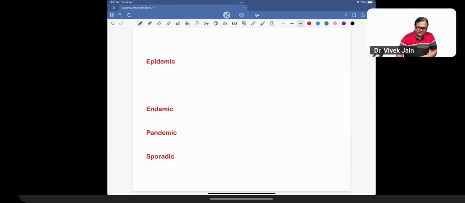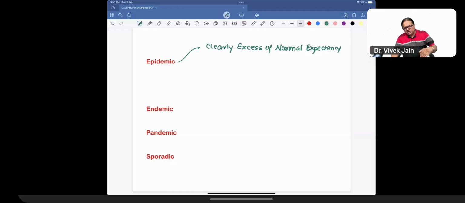What is the technical definition of epidemic? When will we say epidemic for a disease has occurred in a population? Yes, excess of normal. So cases are clearly in excess of normal expectancy. So normally some disease will occur in the population. If it is clearly more than that, it is an epidemic. Break will be at 8:30, friends.